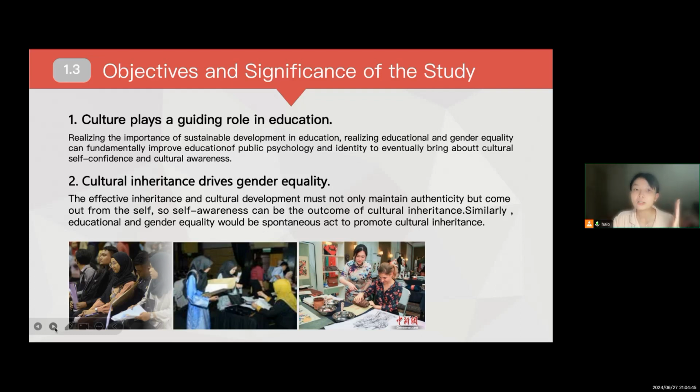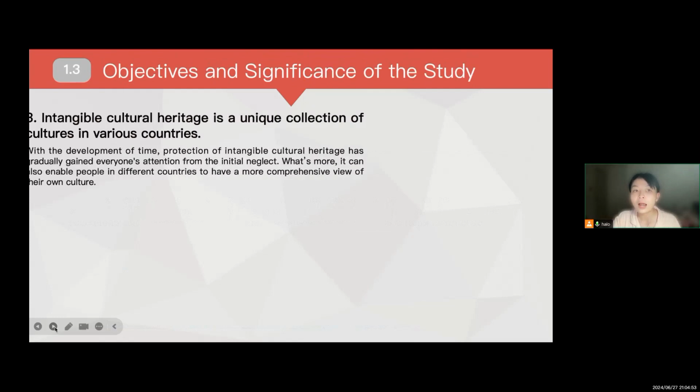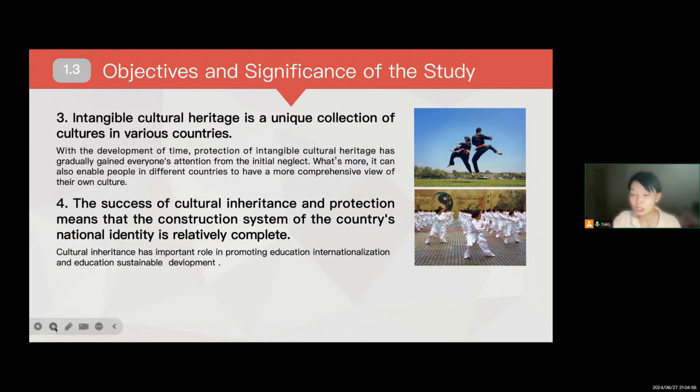First, culture plays a guiding role in education. Second, cultural inheritance drives gender equality. Third, intangible cultural heritage is a unique collection of cultures in various countries. Fourth, the success of cultural inheritance and protection means that the construction system of the country's national identity is relatively complete.